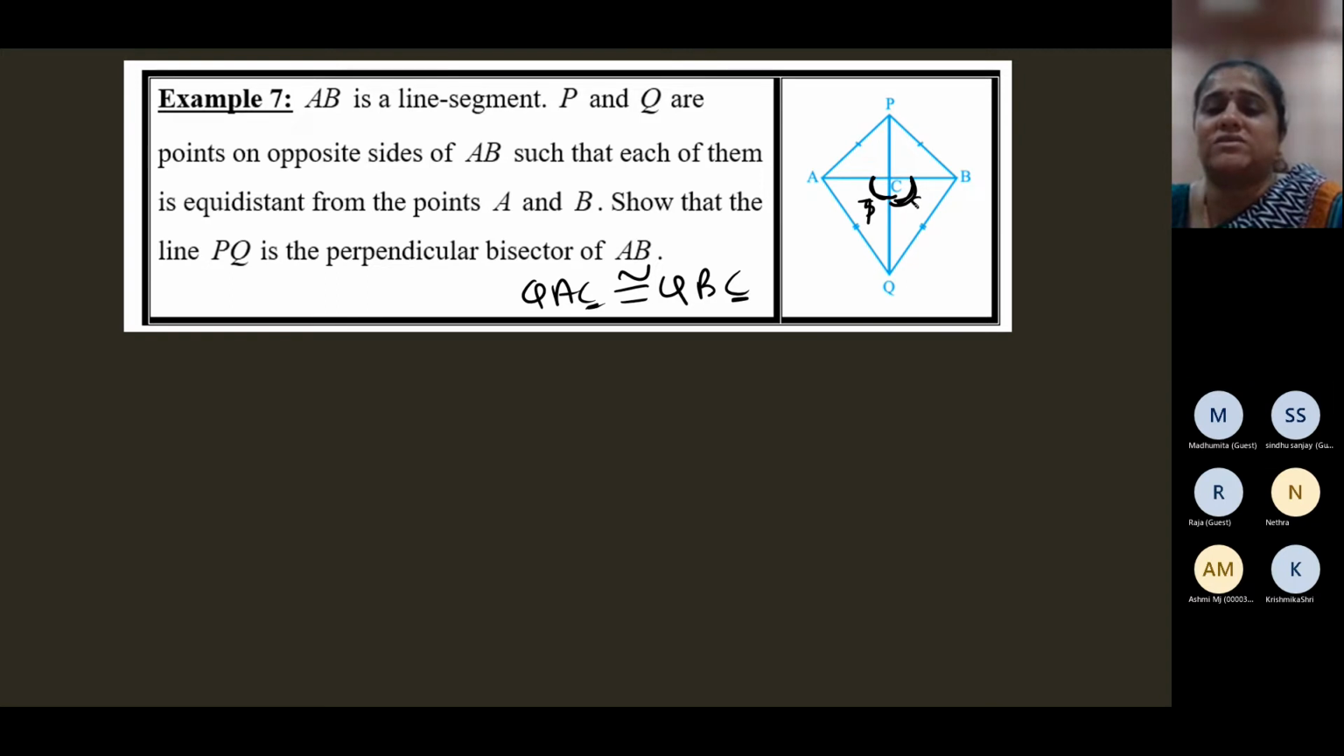Okay, let me say 7 and 8. So angle 7 is equal to angle 8, CPCT. But 7 plus 8 is equal to 180. But 7 is equal to 8. So you will get 7 is 90 degrees. When two angles are equal and their sum is 180, each of them has to be 90 degrees. So we have done it both the ways.